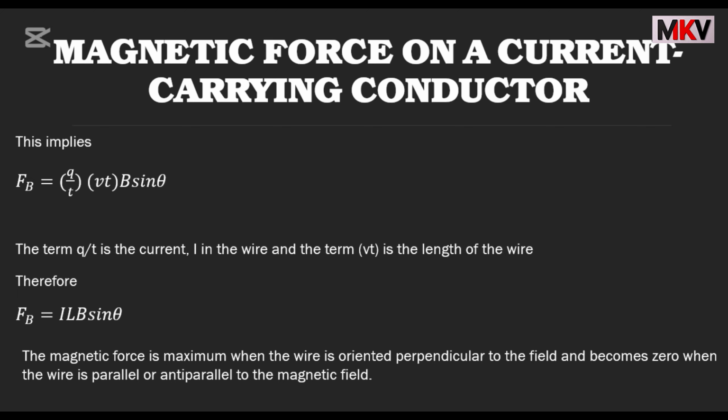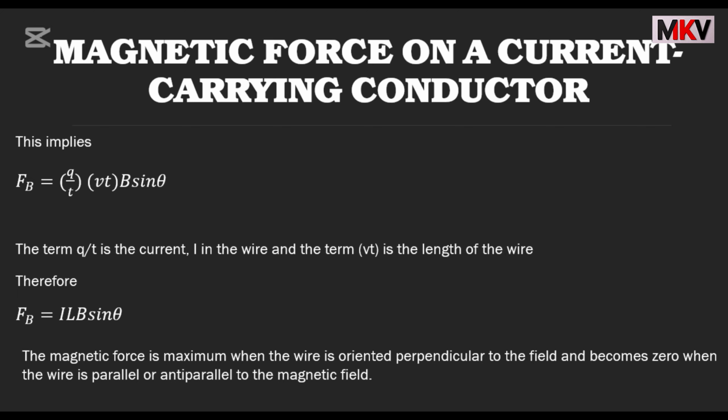So the term Q over t is current. So charge per unit time is current in the wire. And the term V times t is the length. That is, velocity times time gives distance. So the length of the wire is the velocity times the time.